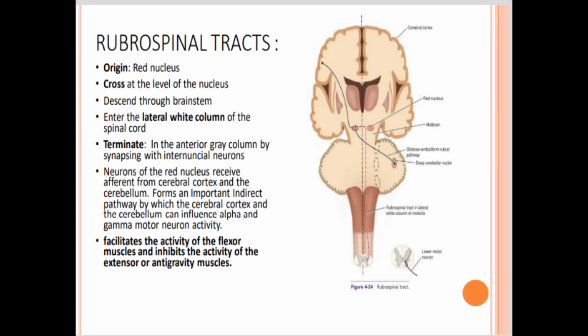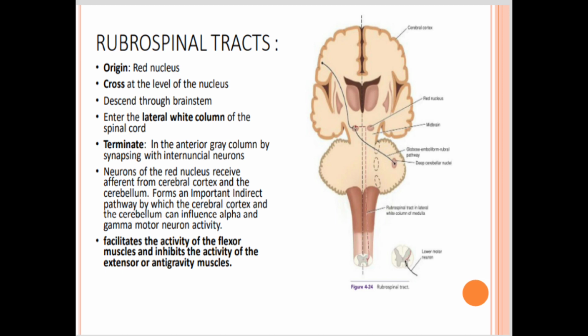Okay, now we have the rubrospinal tract, and the word rubro means red nucleus, so it arises from the red nucleus, then it ends in the spinal cord. Now, the red nucleus is basically situated in the tegmentum of the midbrain at the level of the superior colliculus. After it arises from the red nucleus, it immediately crosses the midline and then travels through the brainstem, and as it descends down the spinal cord, it travels in the lateral white column of the spinal cord.